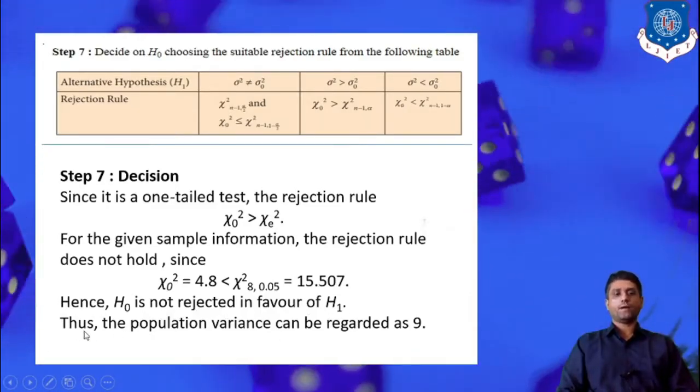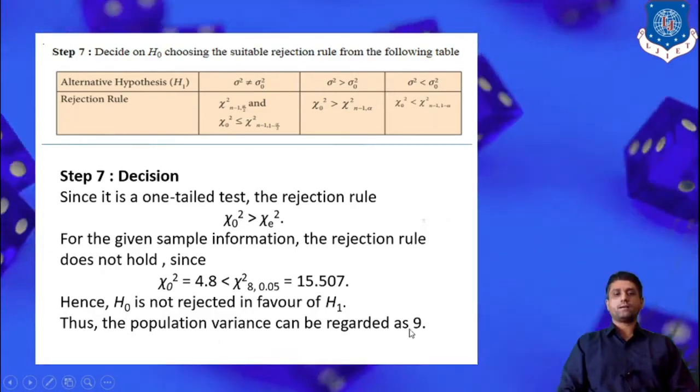So finally we conclude that the population variance can be regarded as 9.